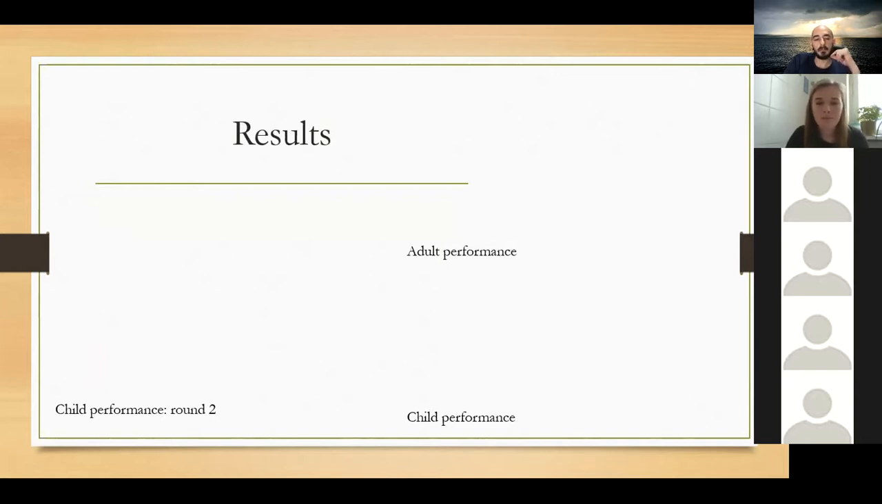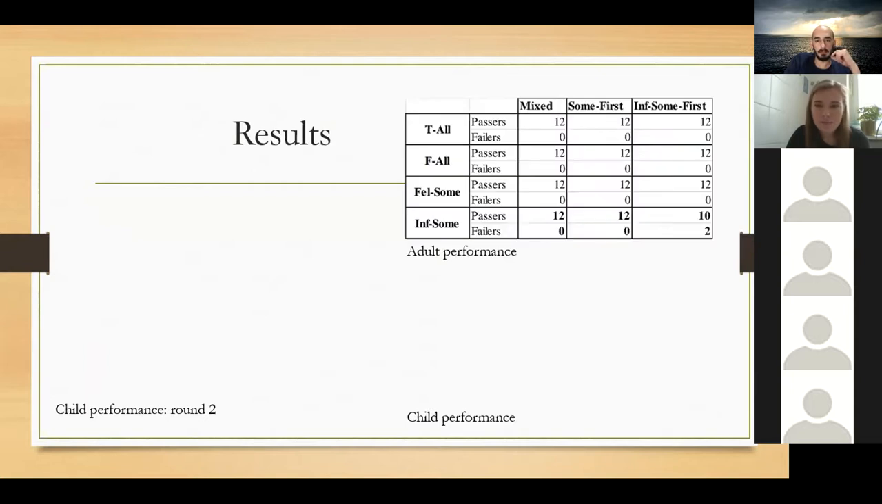First, we have a look at the adult performance. So can you see this? Yep. Okay, because for me there is the Zoom picture in the table. As you can see, the adults performed pretty great for all conditions. For the mixed condition, there were only passers, and also for the sum first condition. But only for the infelicitous sum first condition, in the infelicitous sum trial, there were 10 passers and 2 failures. But overall, they did a pretty good job.